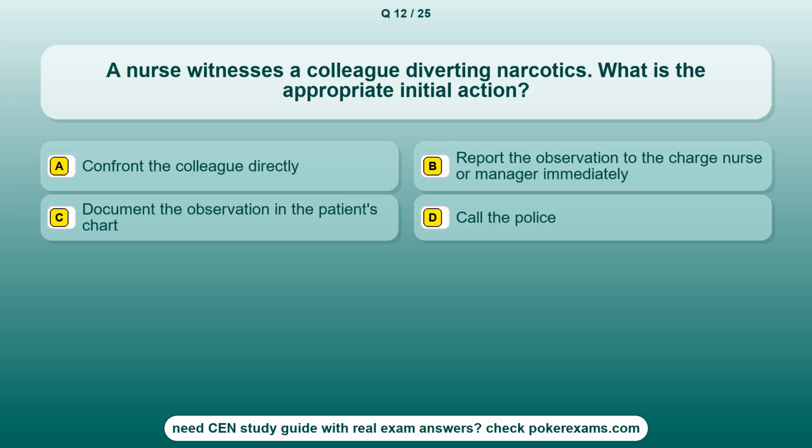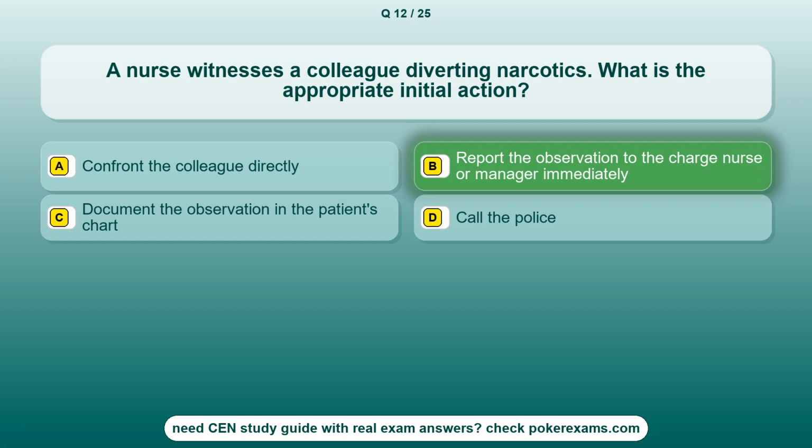Question 12. A nurse witnesses a colleague diverting narcotics. What is the appropriate initial action? Option A, confront the colleague directly. Option B, report the observation to the charge nurse or manager immediately. Option C, document the observation in the patient's chart. Option D, call the police.